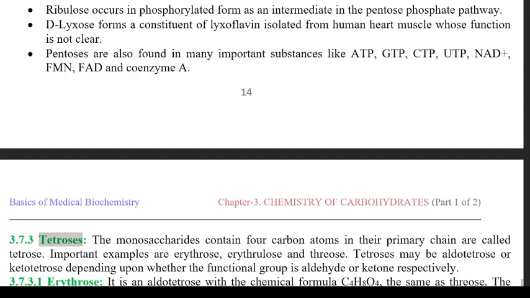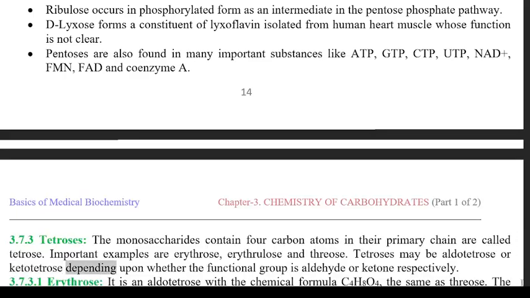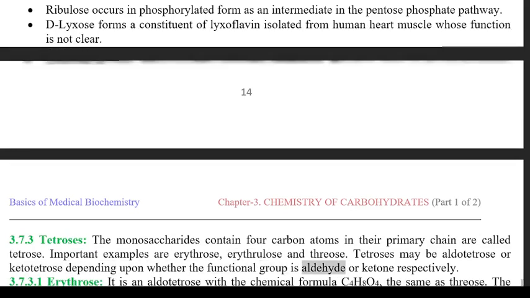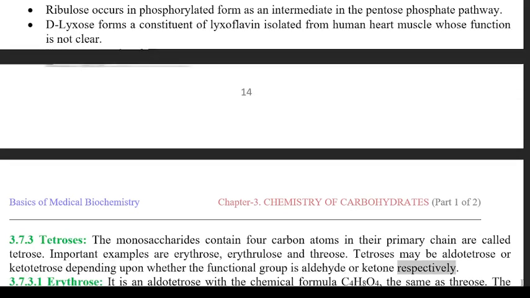3.7.3 Tetroses. The monosaccharides that contain 4 carbon atoms in their primary chain are called tetroses. Important examples are erythrose, erythrulose and threose. Tetroses may be aldotetroses or ketotetroses depending upon whether the functional group is aldehyde or ketone respectively.